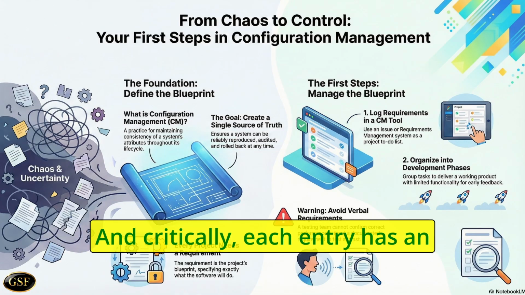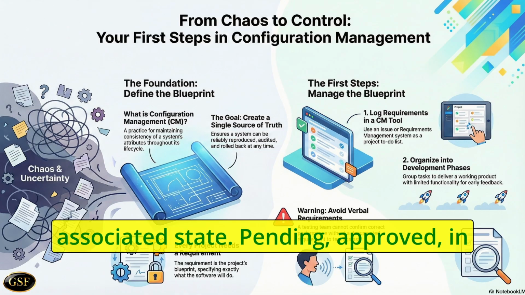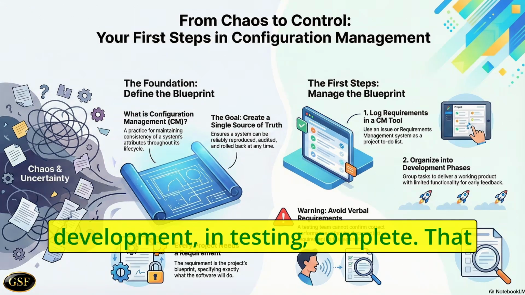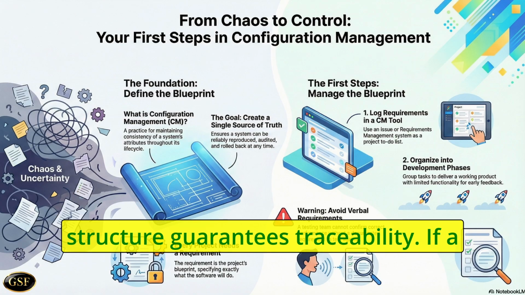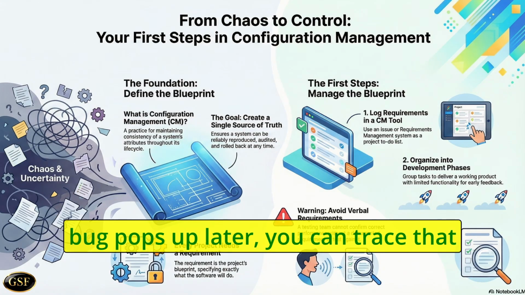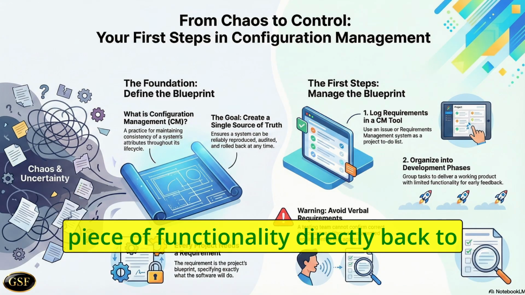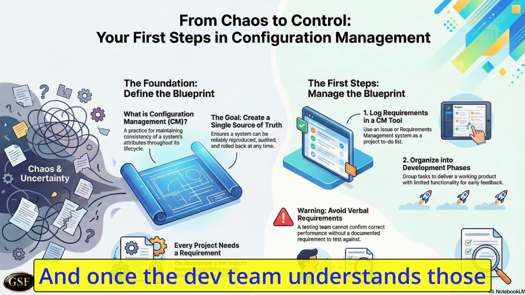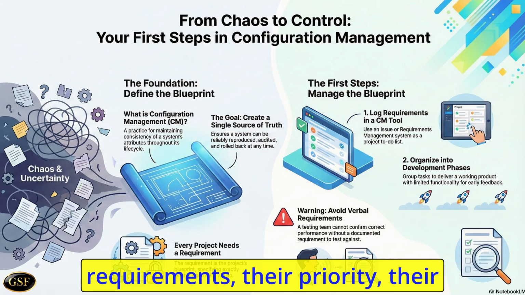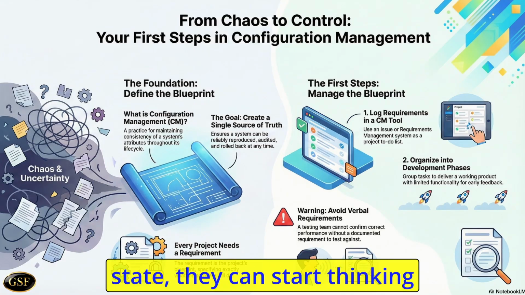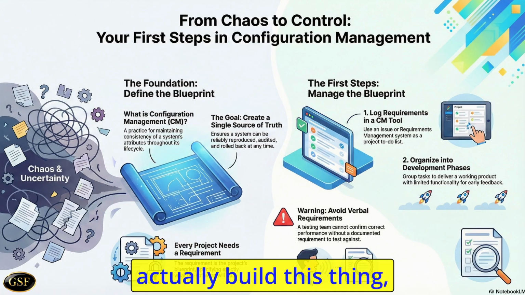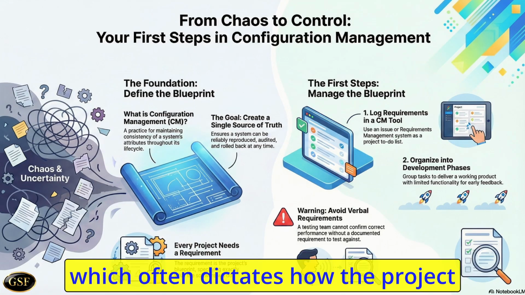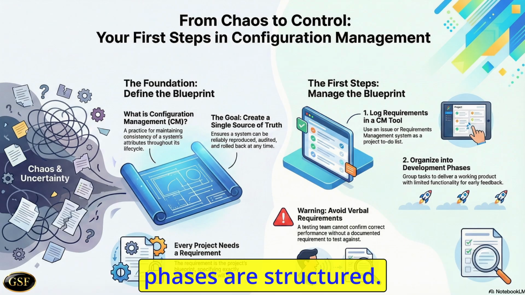Numbered, okay. And critically, each entry has an associated state: pending, approved, in development, in testing, complete. That structure guarantees traceability. If a bug pops up later, you can trace that piece of functionality directly back to the original numbered requirement it's supposed to fulfill. And once the dev team understands those requirements, their priority, their state, they can start thinking strategically about how to actually build this thing, which often dictates how the project phases are structured.